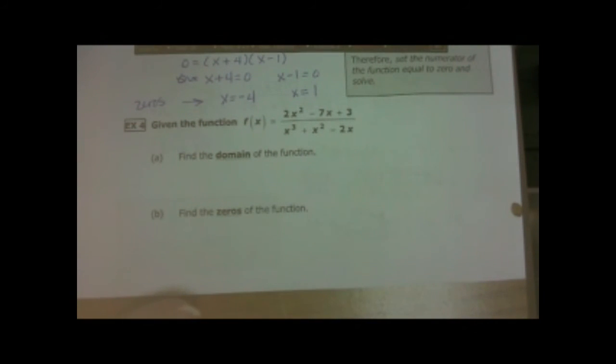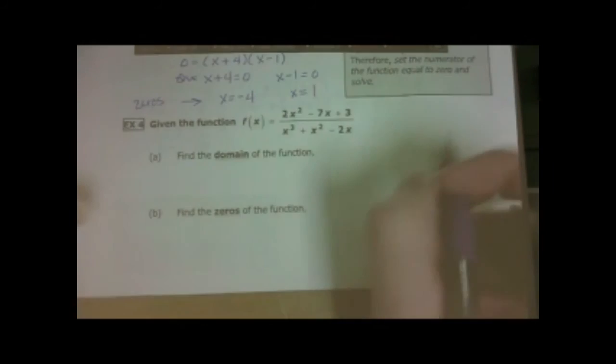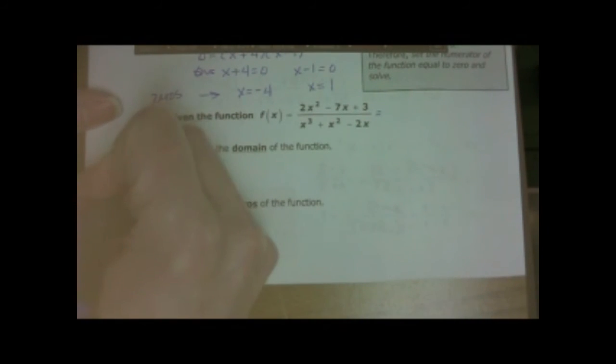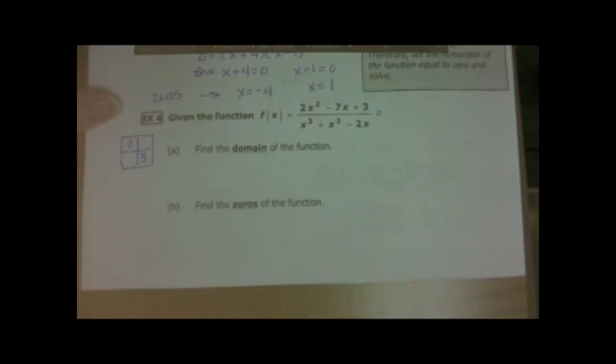So let's look at the very last example. Given this function, find the domain of the function and the zeros of the function. And you will have to do this tonight in your homework. First thing, factor this. In our numerator, we're going to want to use the box method to factor this. So I'm just going to go over here on the side of the paper and do the box method. The 2 goes here, the 3 here, 2 times 3 is 6. What multiplies to positive 6 and adds to negative 7? That's negative 1 and negative 6. The GCF here is 2.